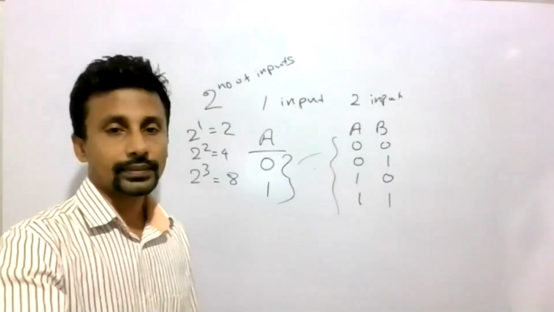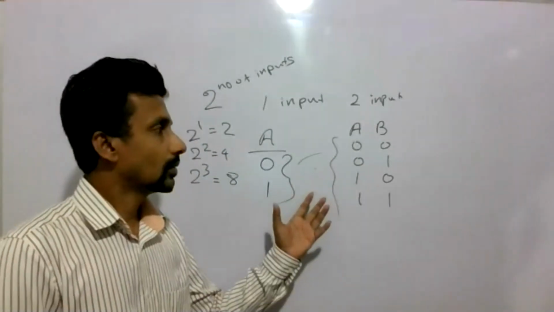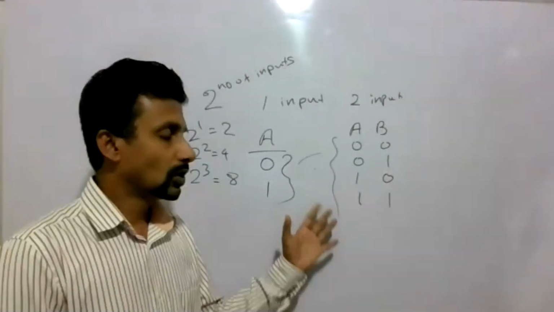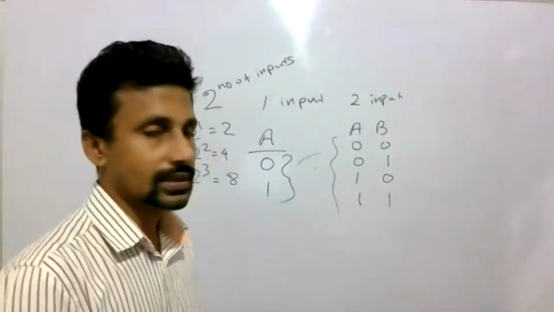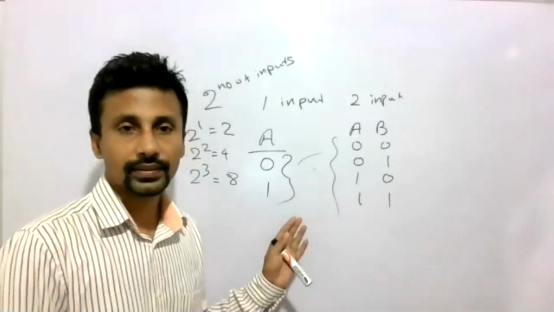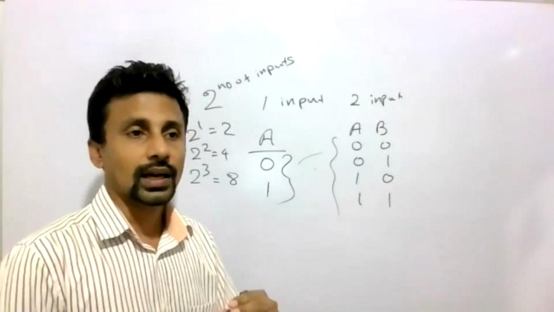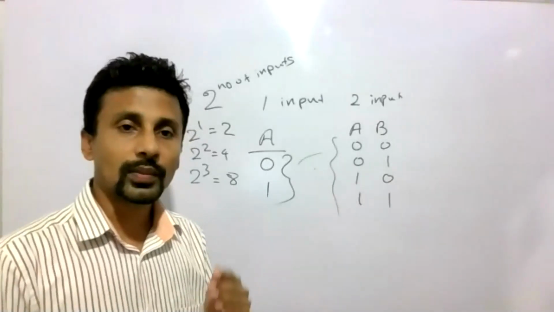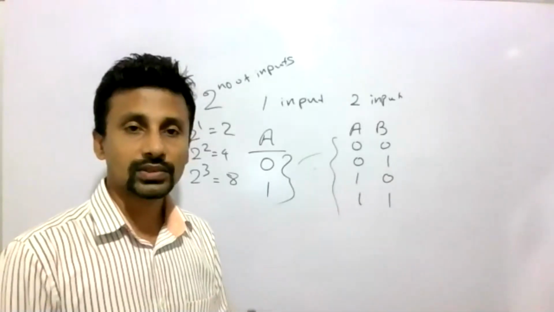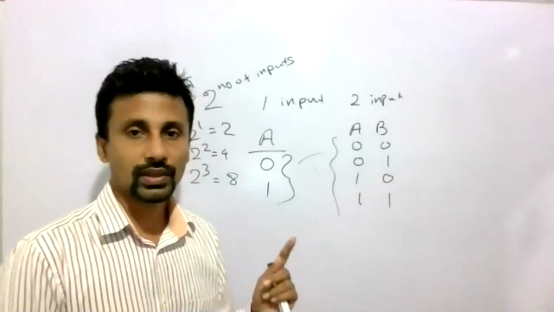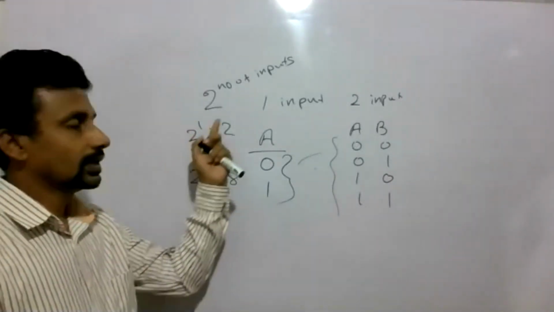Before we talk about the logic gates, this is how inputs are generated. That is the first question: if you get 2 inputs, how many patterns are there? If you get 3 inputs, how many patterns are there? That is the main thing that you should know, and you can find it out easily by using this.